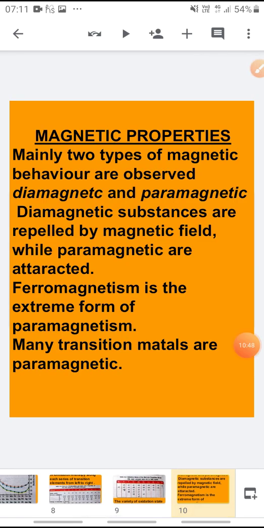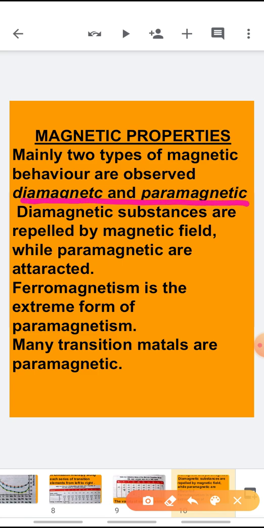Now coming to the magnetic properties. Children, these d block elements show magnetic property. Mainly two types of magnetic behavior are observed, diamagnetism and paramagnetism. Diamagnetic substances are those which have all paired electrons and they are repelled by the magnetic field. There is no magnetism observed, you can say. They are repelled by the magnetic field. While paramagnetic substances are attracted towards the magnetic field. Paramagnetic substances are those which have unpaired electrons. Diamagnetic substances are those which do not have any unpaired electron, all electrons are paired.